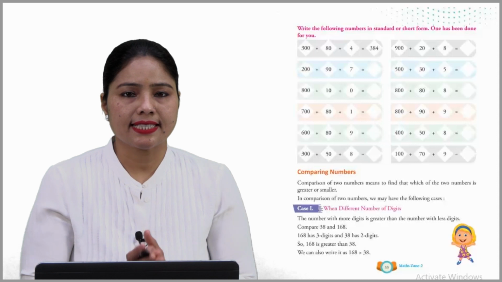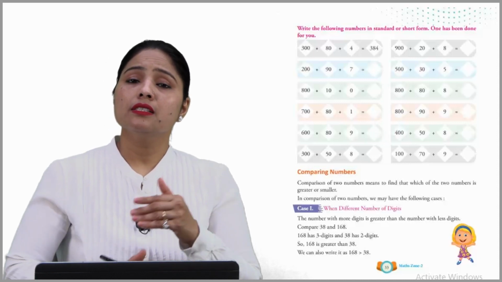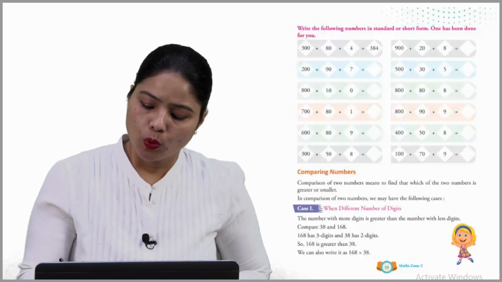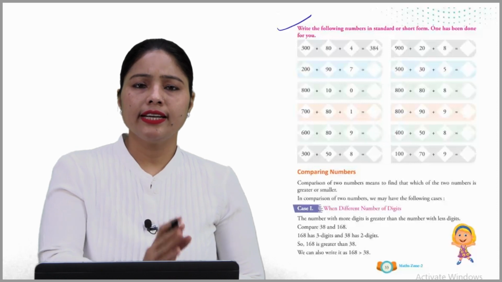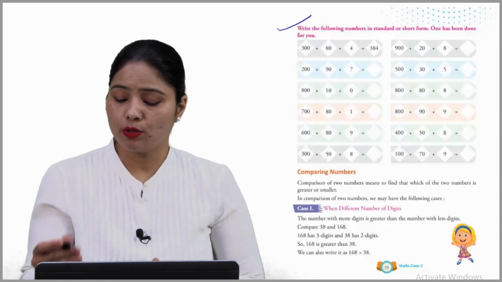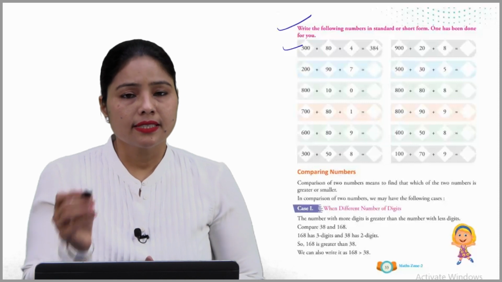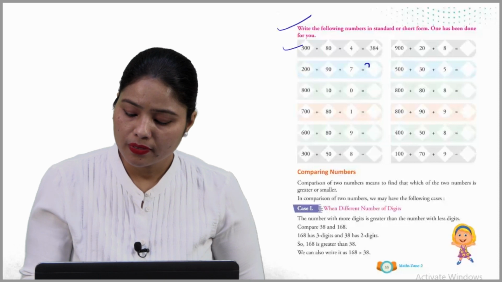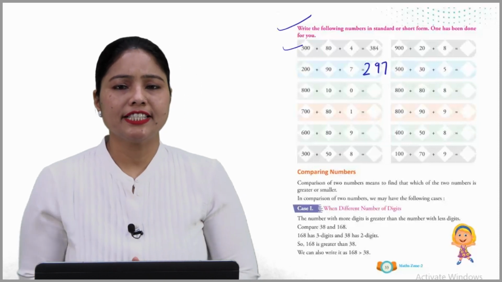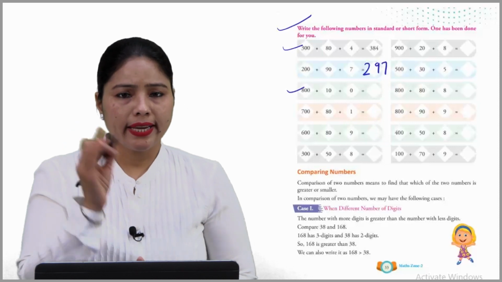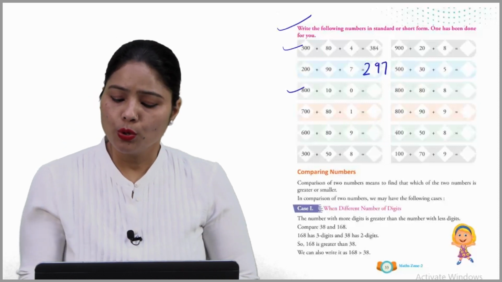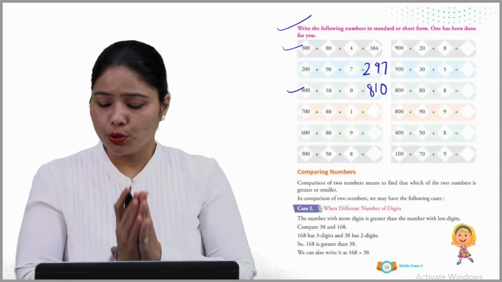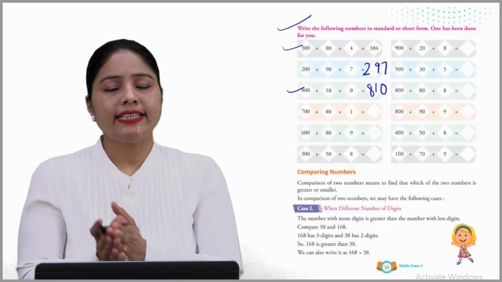So now next, write the following numbers in standard or short form. अब आपको क्या लिखना है, short form में लिखना है. One has been done for you. 300 plus 80 plus 4 is equal to 384. Yes, similarly 200 plus 90 plus 7 makes number 297. Okay, so now 800 plus 10 plus 0 makes number 810. So with this, we understood how to write in a short form.